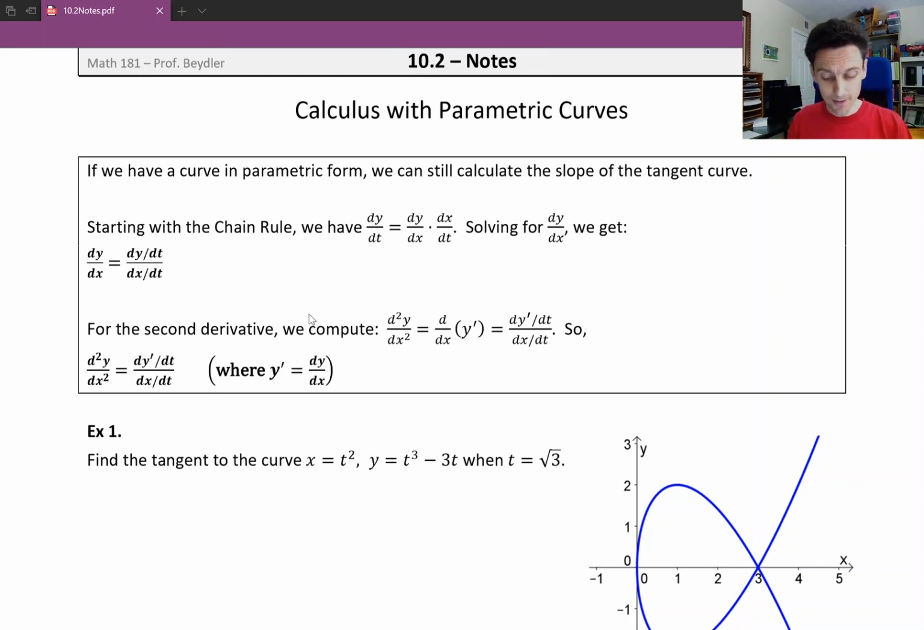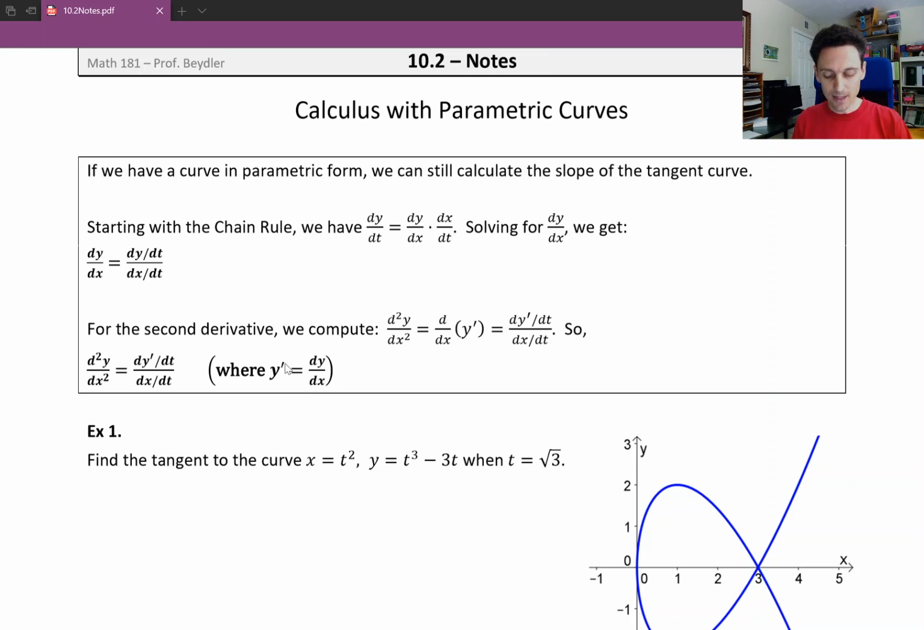Now to get the second derivative, the second derivative of y with respect to x is just the derivative with respect to x of the first derivative. To take the derivative with respect to x of the first derivative, we can again apply this same rule. Instead of y here, now we just have y prime. So we have dy prime/dt over dx/dt. So the second derivative of y with respect to x is dy prime/dt over dx/dt, where y prime means dy/dx.